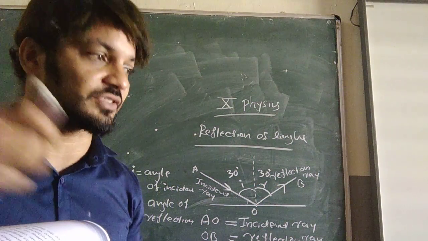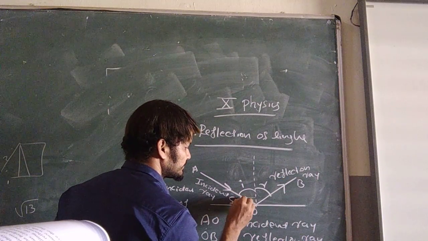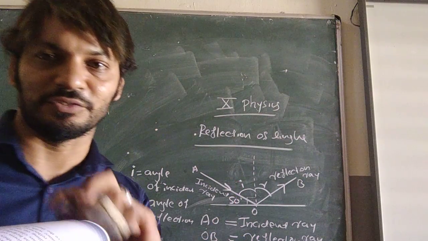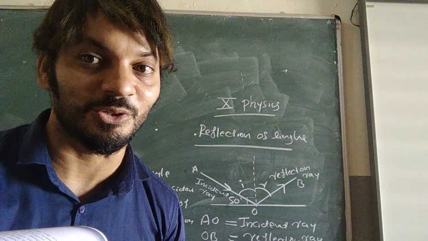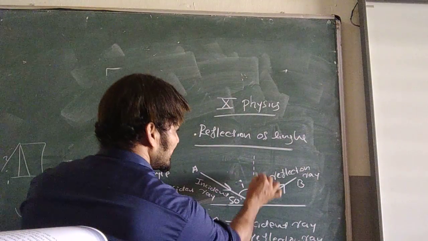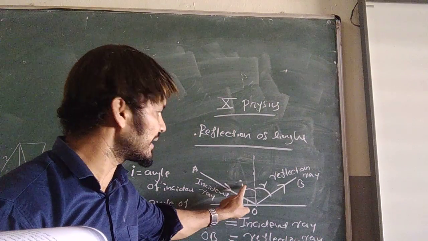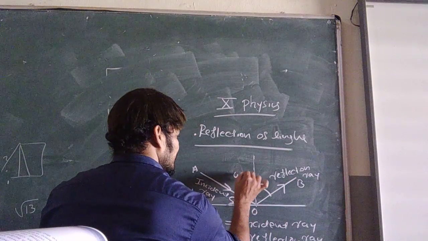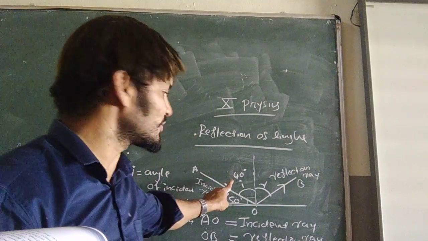In the examination, what is asked? Here 50 degree is given, but not given here. And the question asked is: what is the angle of incidence? Don't write 50 degree. You have to write 40 degree, because this full angle is 90 degree. So 50 plus which angle is required to become 90? Yes, 40 degree. So like that they will ask the question, okay, indirectly, not directly. This is 40 degree.